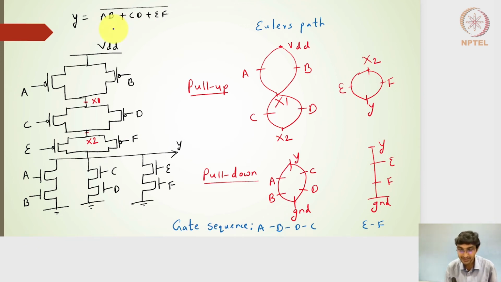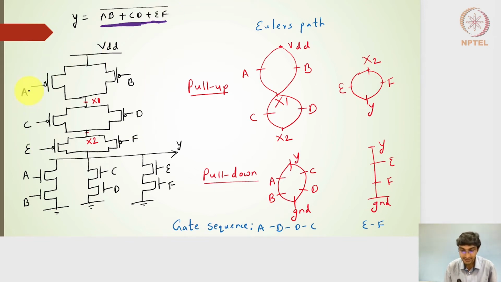Right, so moving ahead, this is one more example where we have the combinational circuit of AB plus CD plus EF and then the complement of that. Last time we had seen AB plus CD and then the complement of that. Here there are two additional inputs, E and F.